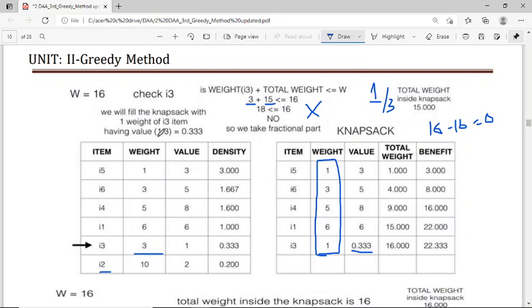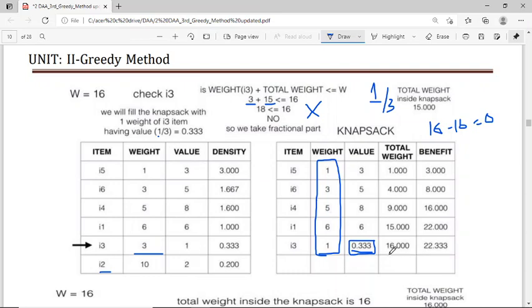How much do we want? 1. And what is the weight? It is 3. 1 by 3 gives the value 0.33. So we take the fraction value here, the fraction profit. If we have 1, the profit is this. If we have 3, then our profit is 1.